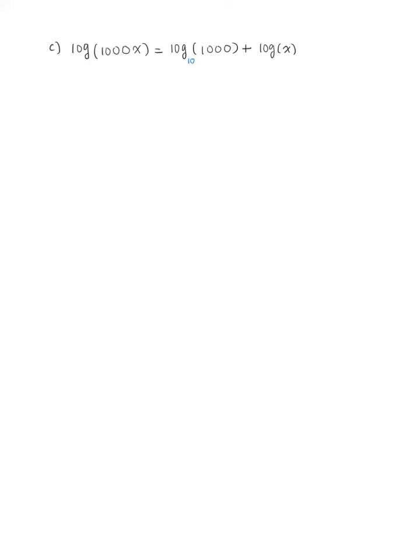So let's see. Can I write 1000 in terms of base 10? I think so. Isn't it 10 to the third power? So I'm going to rewrite this as log of 10 to the third, and then plus log of x. So here you're going to have 3 plus log of x. And that's it.